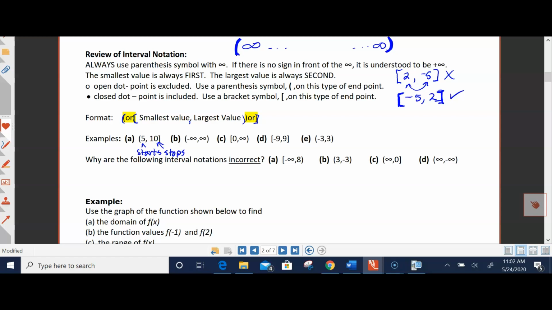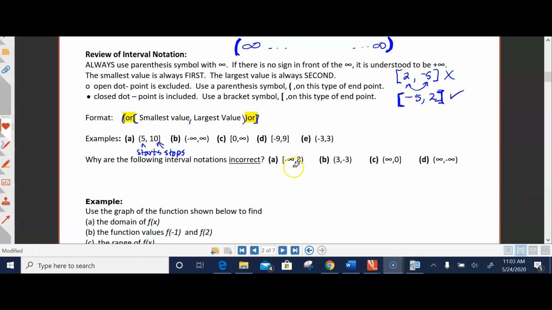Notice in all of these examples, the smaller of the two numbers comes first. +5, +10, 5 is smaller than 10. It has to come first. 0 is smaller than infinity. -9 is smaller than 9. -3 is smaller than 3. The smallest number has to come first. Now, based on that discussion, I want you to determine why these sets of interval notations would be incorrect. Pause it, take a look at them, and see if you can figure it out.